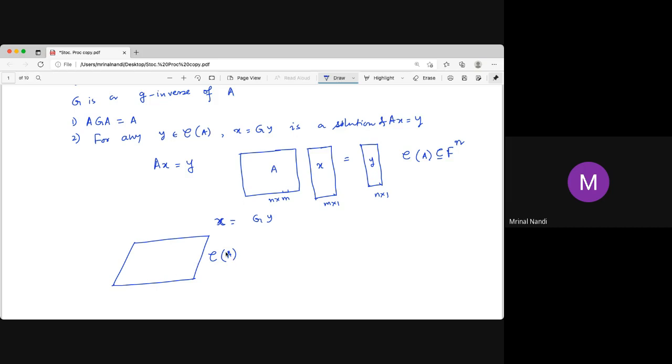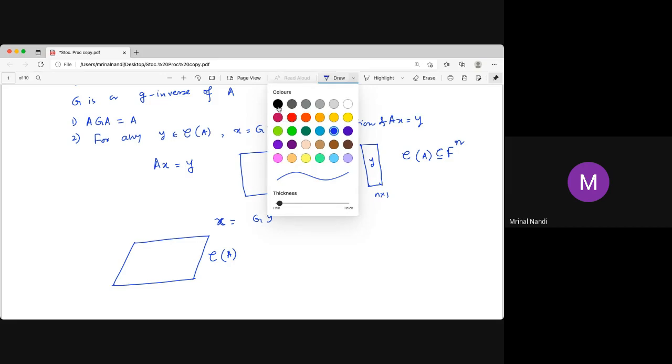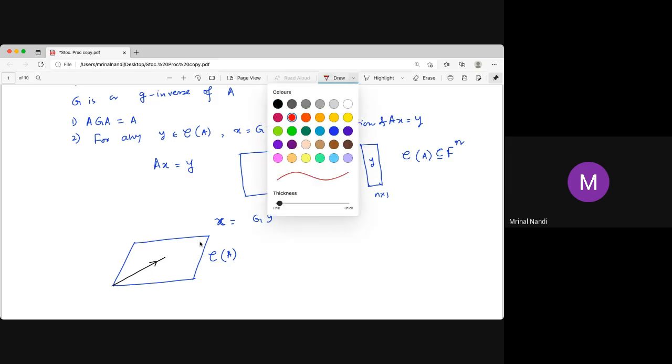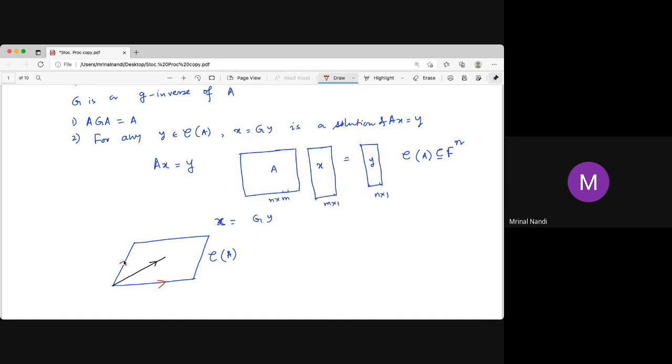Now, this is the column space of A. If we have a vector on this column space, that means the vector lies on it. Remember, all columns of A lie in this column space. Say these two are vectors of A, and then we have several other vectors also. The columns of A may not be independent, they may be dependent. If they are dependent, then there are more than two vectors.